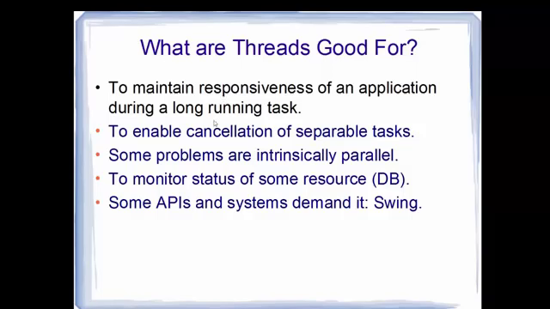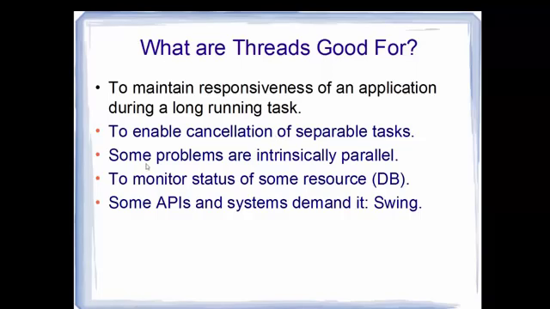Second is to enable the cancellation of separable tasks. For example, you are collecting data with two devices and you no longer want the data from one device, so you want to cancel this task, right? But you don't want to cancel the task which is collecting the data from the first device. So you can cancel this thread using some piece of code.